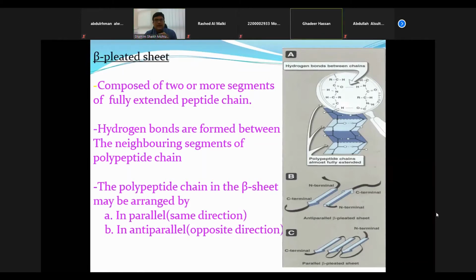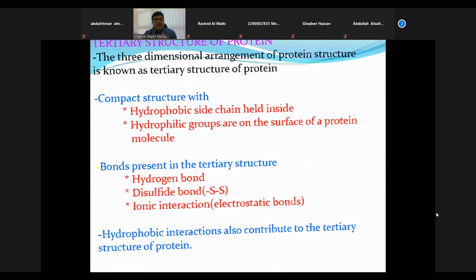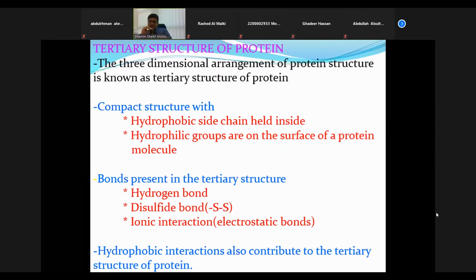Okay, fine. Now let's come to the tertiary structure. I told you the tertiary structure is nothing but a three-dimensional figure. When a secondary structure is converted into a three-dimensional arrangement, like a ball, like a globe, you get the tertiary structure of a protein. It is a compact structure with hydrophobic side chains inside, and hydrophilic groups outside.